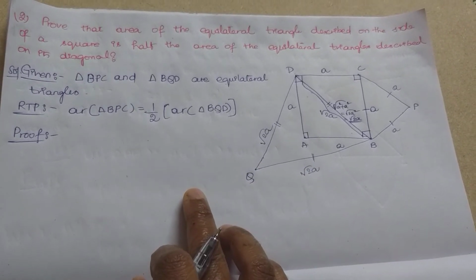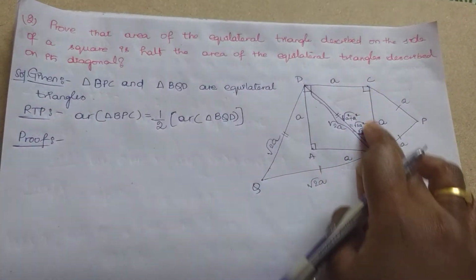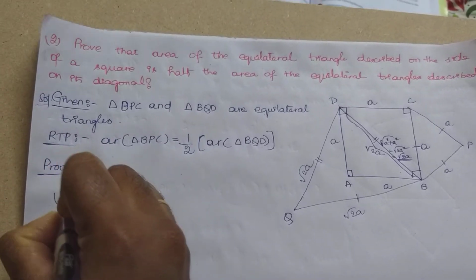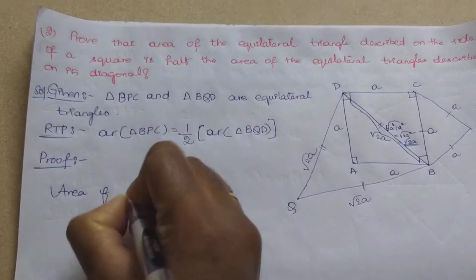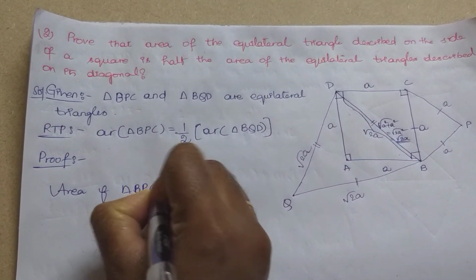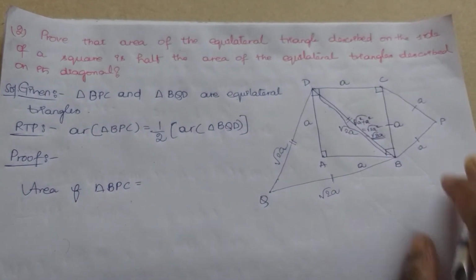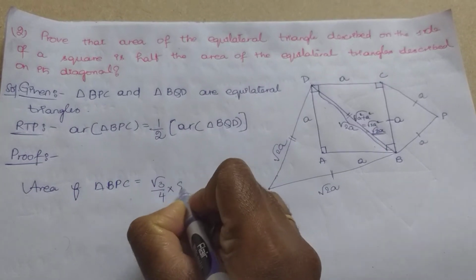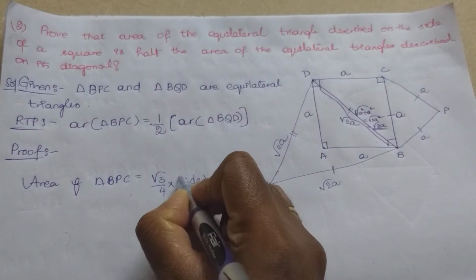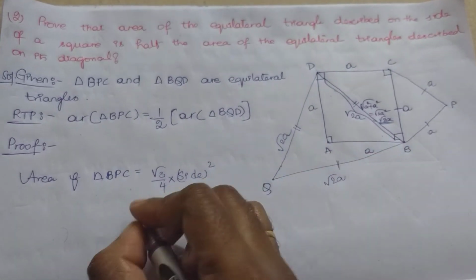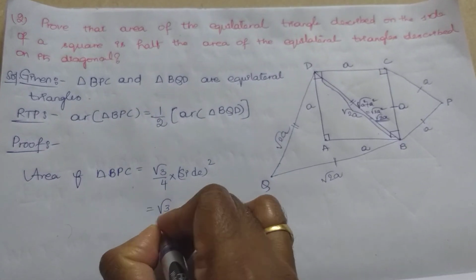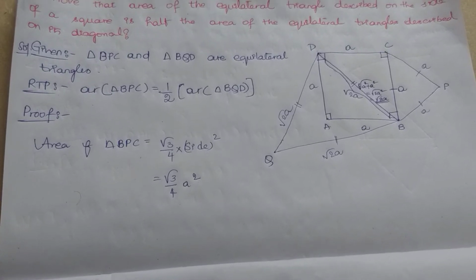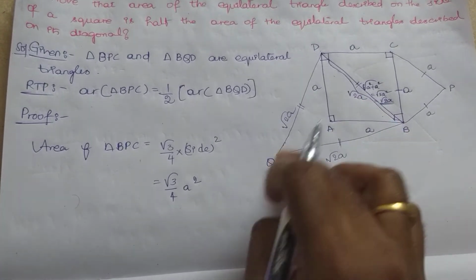What do we know for the equilateral triangle? Let's write area of triangle BPC equals, what can we write here? Root 3 by 4. What is the formula here? Root 3 by 4 into side square. What is the side here? We have taken it as A. So it becomes root 3 by 4 A square. Correct? In the next step, area of triangle BQD.